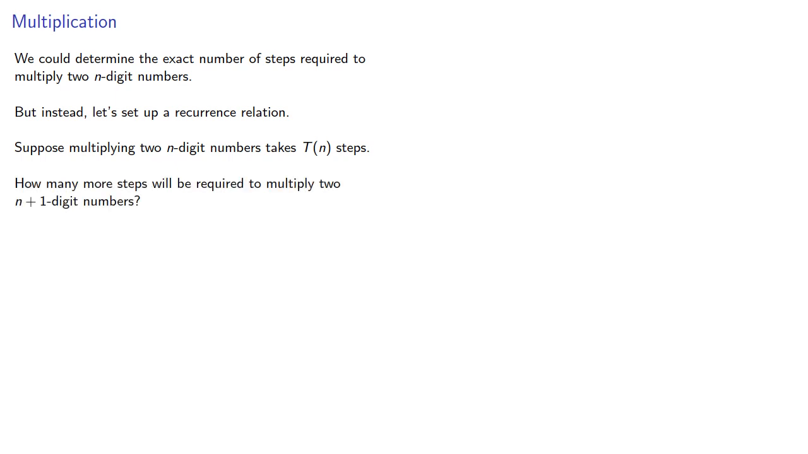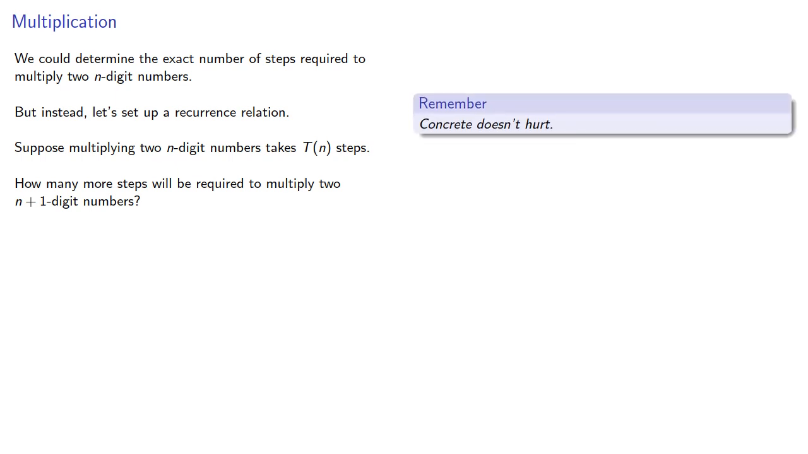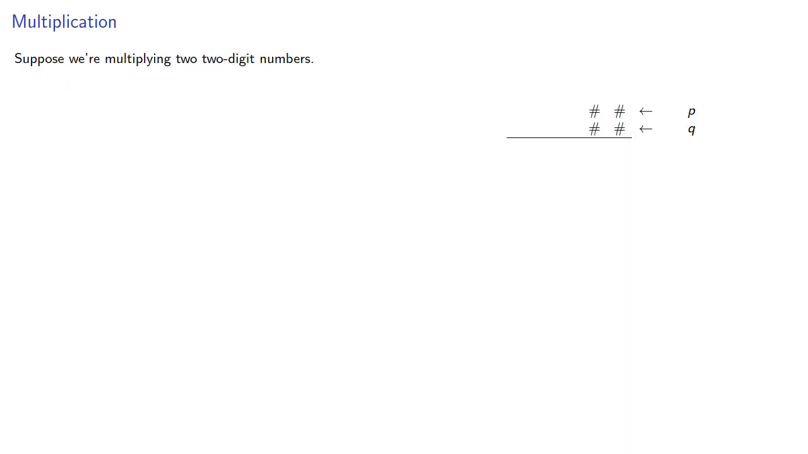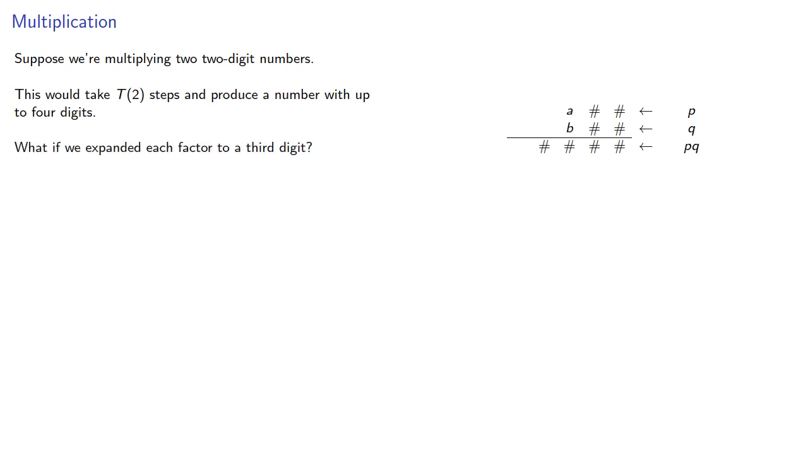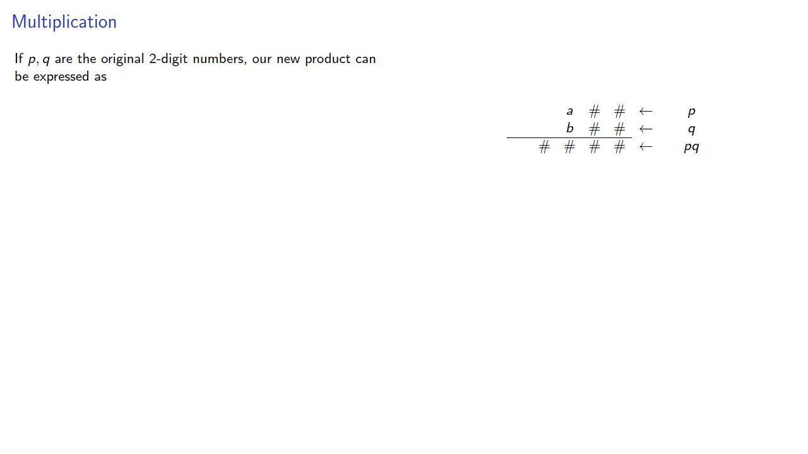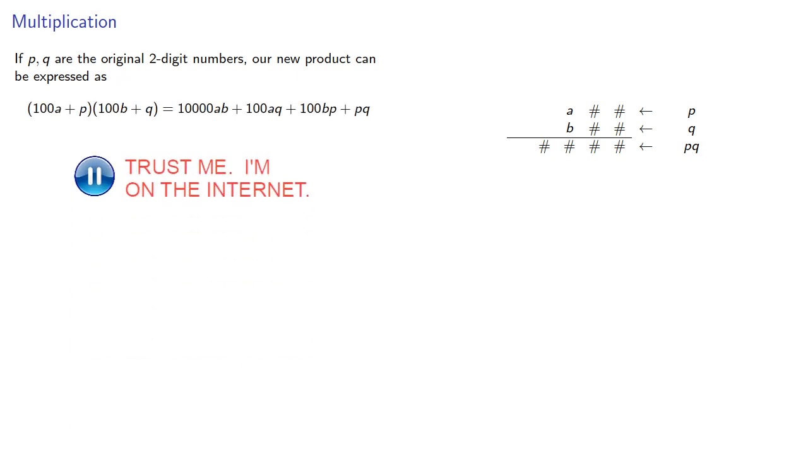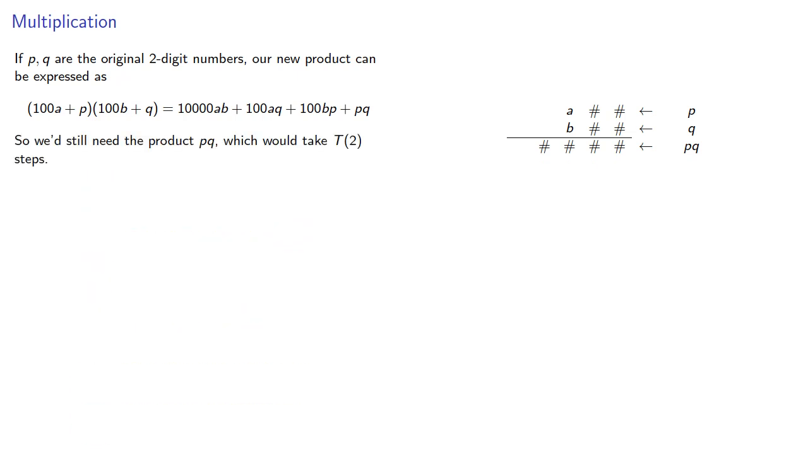How many more steps will be required to multiply two n plus 1-digit numbers? And it's useful to remember, concrete doesn't hurt. Suppose we're multiplying two 2-digit numbers. This will take t of 2 steps and produce a number with up to 4 digits. What if we expanded each factor to a third digit? If p and q are the original 2-digit numbers, our new product can be expressed as, so we'd still need the product pq, which would take t of 2 steps.